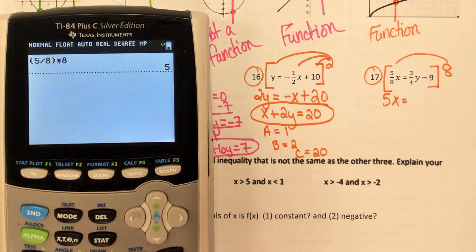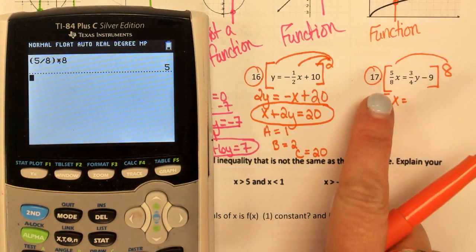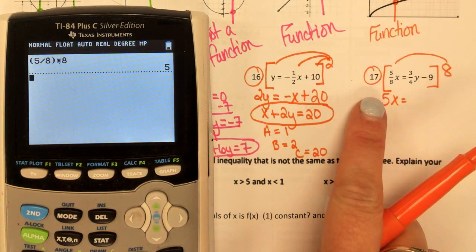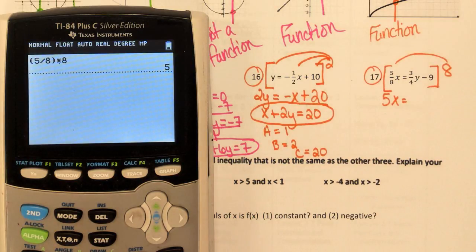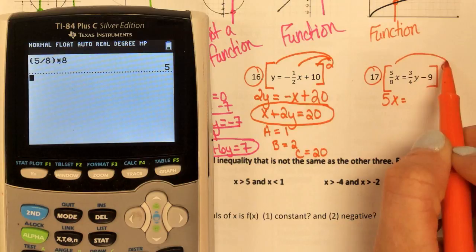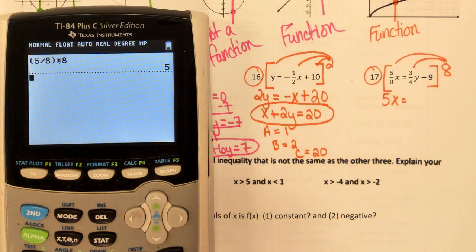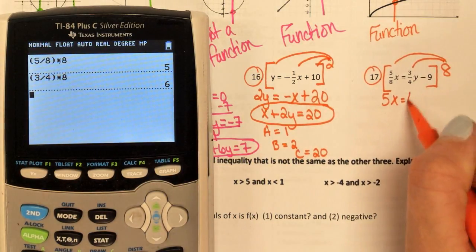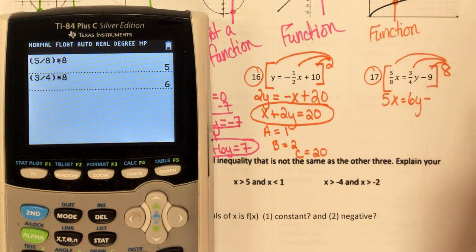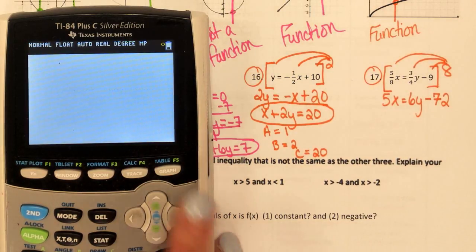The first one is 5. What, Jonathan? You sure? Okay. All right, so then the next one, 3/4 times 8 would be 6. So 3 divided by 4, and then times 8, and that would give you 6y. Minus 72. Very good, very good.